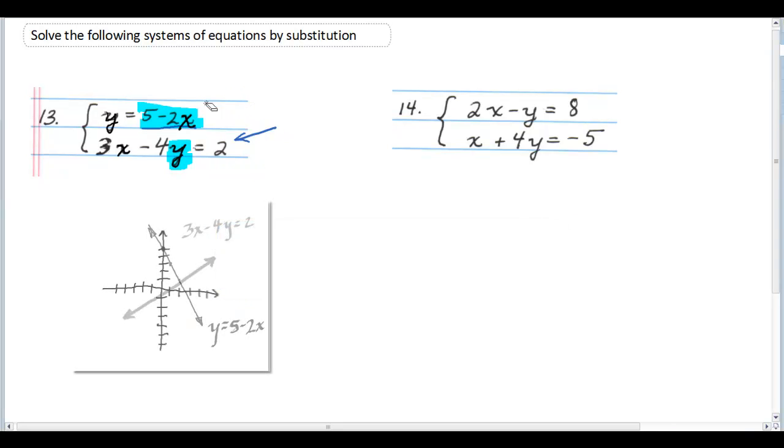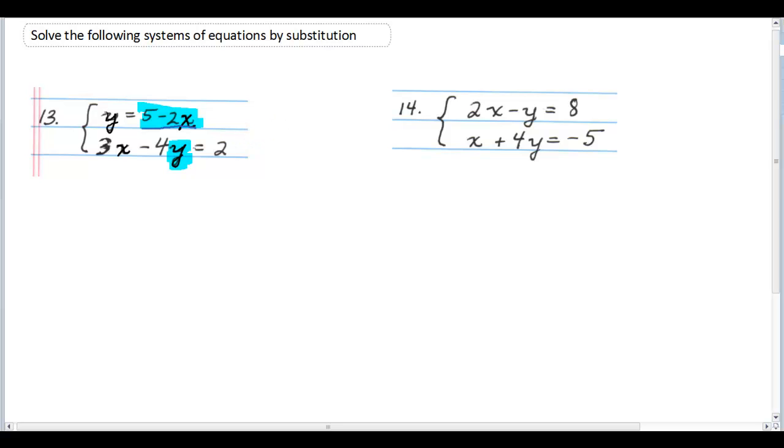Alright, anyway, so let's do it. We're going to do substitution here. How am I going to do that? I'm going to take the y out of the second equation, and I'm going to replace it with what I highlighted in the first equation. So there we go. And now I'm just going to simplify. And now what was a two-variable equation has now become a one-variable equation. And I can solve it because it's just a simple linear equation in one variable.